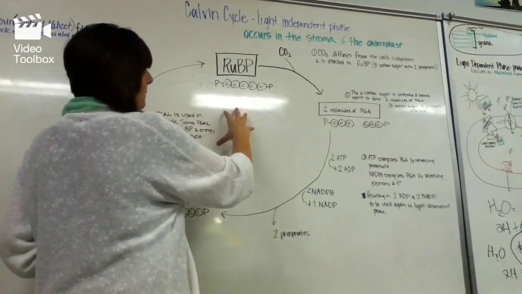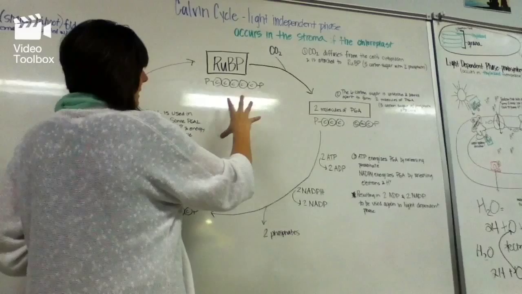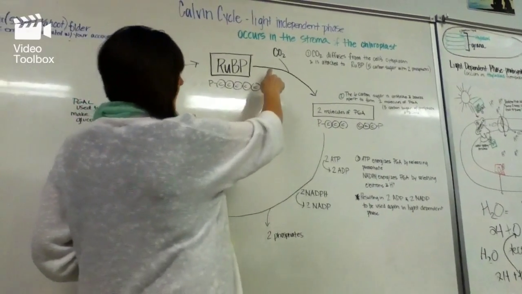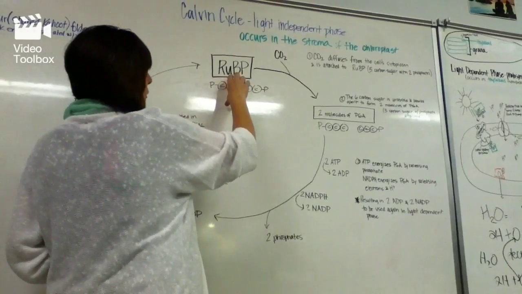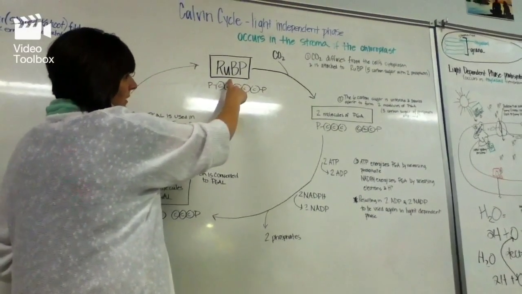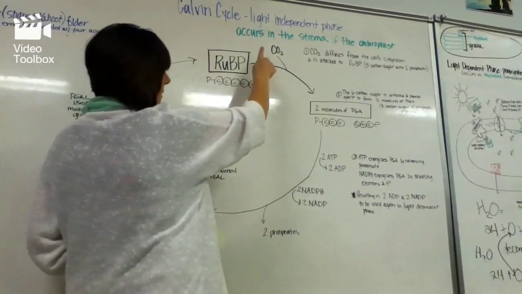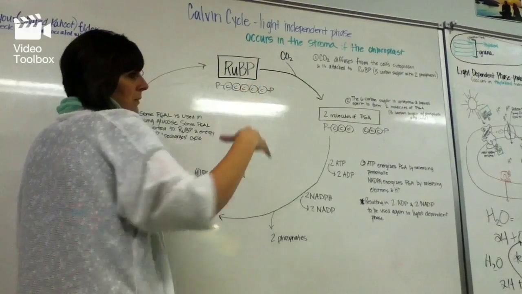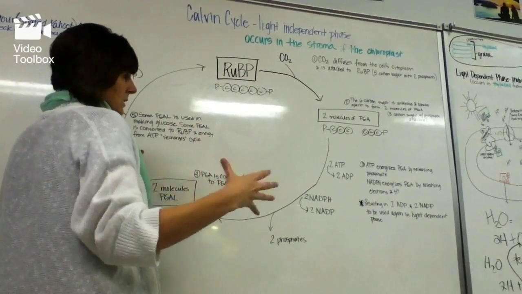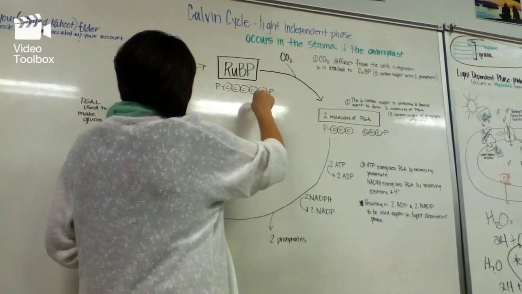...cycle. It does not depend on light, because it occurs without light. What it needs is carbon dioxide. So we'll start with RuBP, which is just a sugar, and it's got 5 carbons and 2 phosphates attached to it. Carbon dioxide diffuses through the cell cytoplasm, so remember the cytoplasm is where all the organelles are located. Carbon dioxide diffuses into the cell.